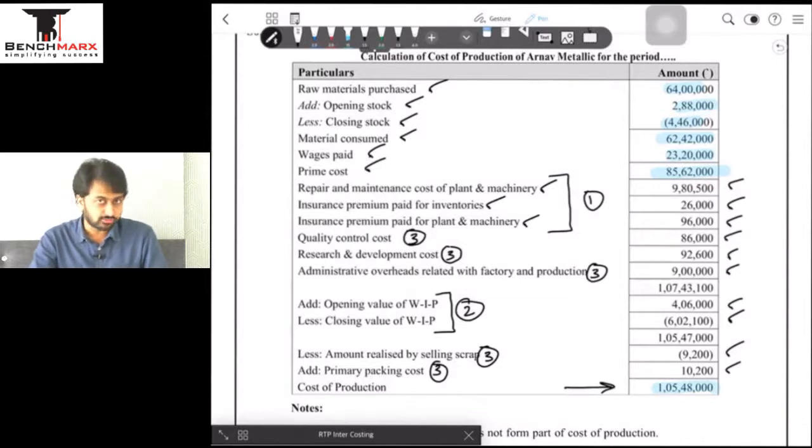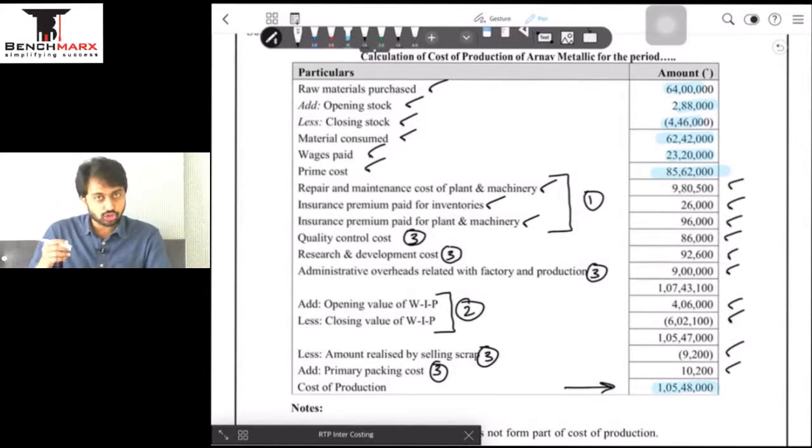This is the total cost which has been spent to produce the actual quantity of goods. When I divide this cost by the total goods produced, I will get the COP per unit, which is going to be used to value my closing stock. We are not going there because we have been only asked to find my COP.